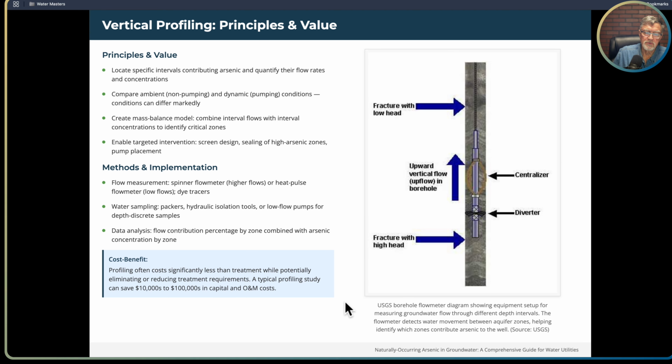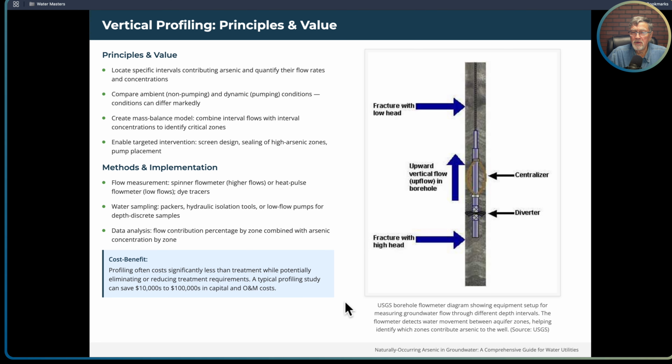So that's really what we want to do: the vertical profiling, a mass balance calculation, and then design our well accordingly. There are a lot of different ways to do that. We can do the flow measurements with a spinner flow meter, heat pulse flow meter, or dye tracers. For water sampling, you can use packers, hydraulic isolation tools, low flow pumps, a lot of different ways. But we want to do discrete intervals and build that profile of arsenic, tie that back to the geology, and design our well accordingly.